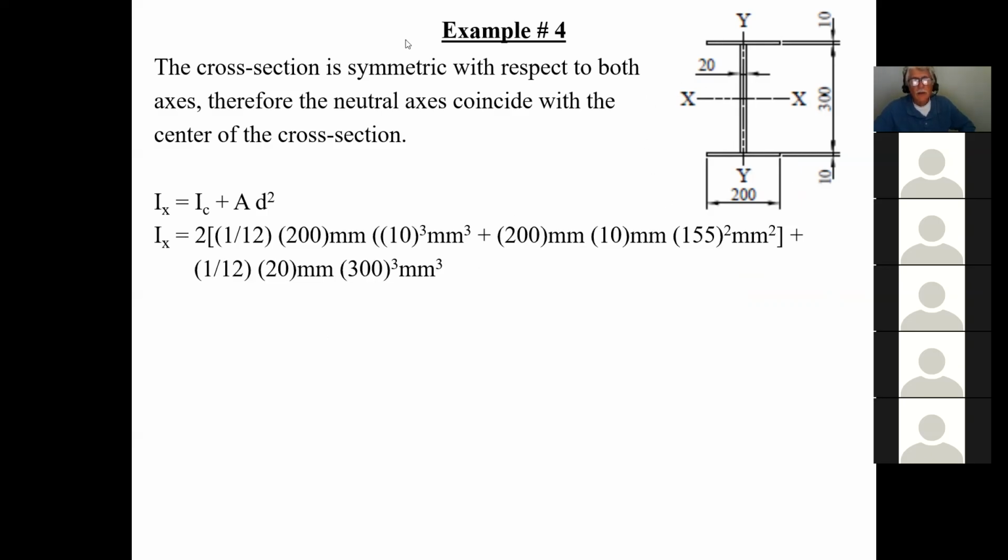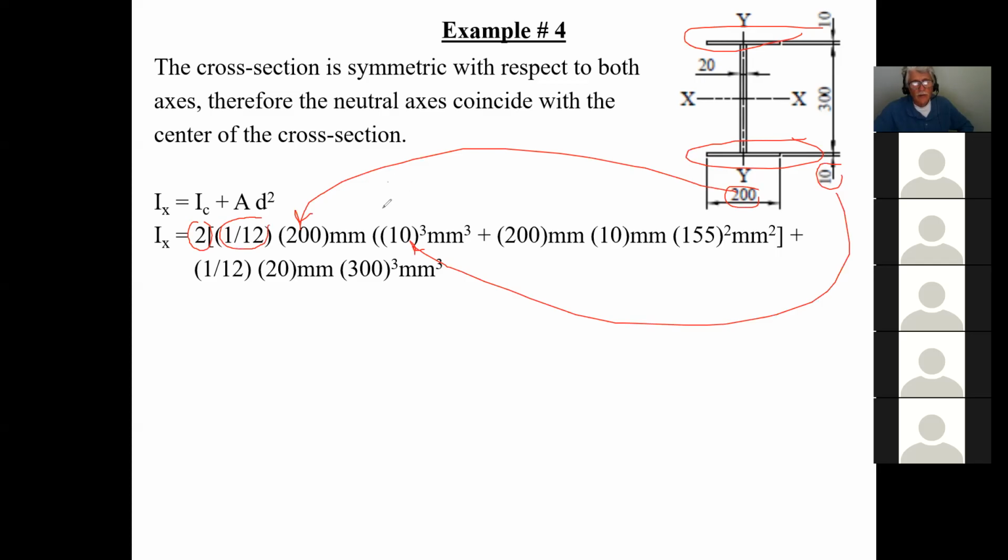Therefore, guys, I'm going to go through this slowly so that you can follow. In other words, this is 2. The reason I put a 2 here is because I have one here and one there. They're exactly the same, so I can just multiply each one by 2 and I'll get the same value. And then 1/12, the base, of course, the base is 200 here, and the height is 10. So that takes care of the I_C for the top and bottom flange, or plate here. And then the area, of course, is 200 times 10.